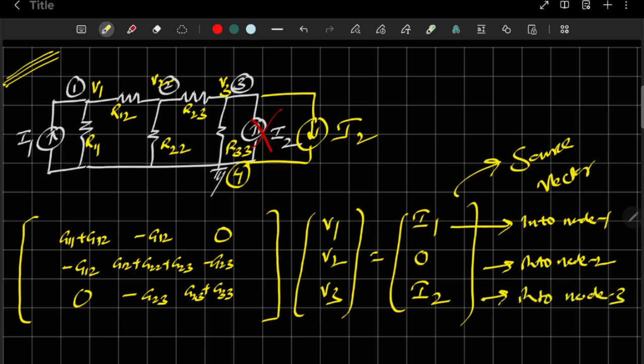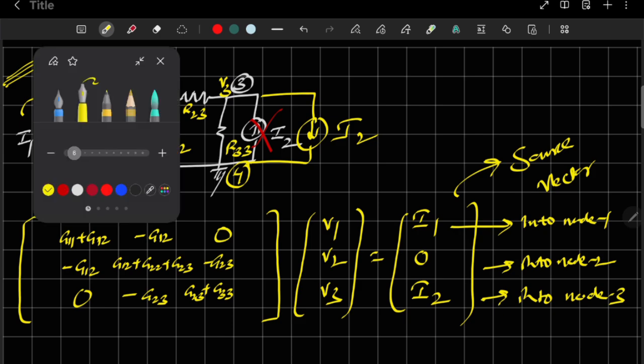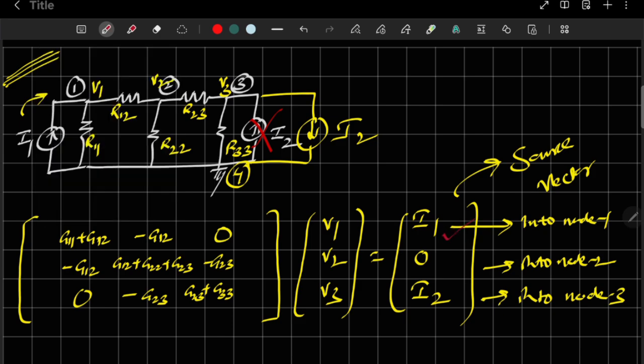I2 is the current injected into node 3, as per the previous diagram. So now also I1 is injected into node 1 only. It is going into node 1, so there is no change in I1. So it is correct only. And no independent current source is injected into node 2. So 0 is also correct.